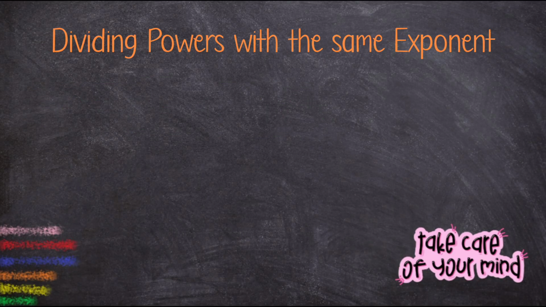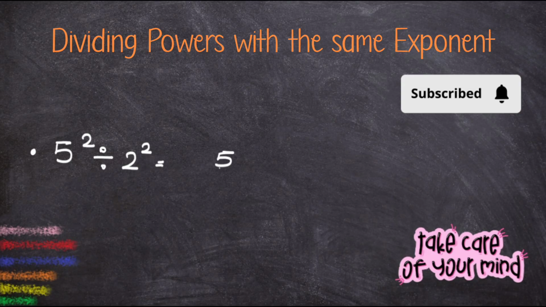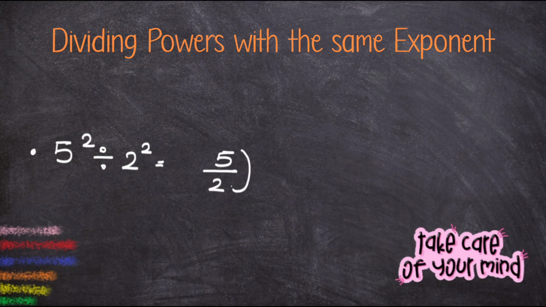Now the fifth law. The fifth law says dividing powers with the same exponent. Means what? Opposite of the fourth. So here you will observe that bases are different. 5 raised to 2 divided by 2 raised to 2. So what you are going to do? Your bases are different but exponents are same. So you are just going to divide. You will write in the form of a fraction. So it will be 5 divided by 2 whole raised to the power 2.